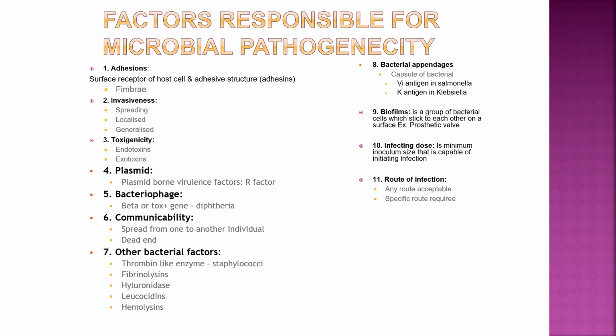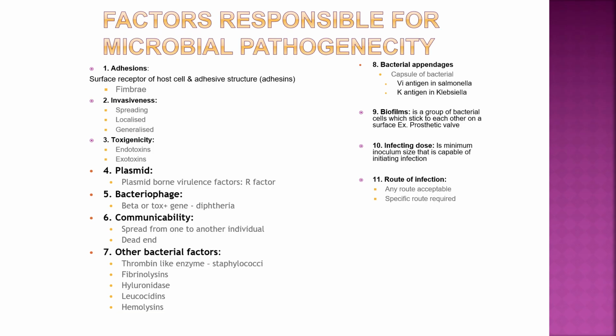This we will see in detail later. The plasmid can be R factor. Bacteriophage, so beta or tox plus gene bacteriophage in diphtheria. Communicability, spread from one to another individual. Other bacterial factors like thrombin-like enzymes seen in staphylococci, fibrinolysins, hyaluronidase, leukocidins, hemolysins.